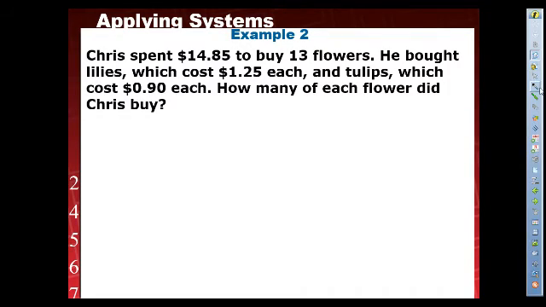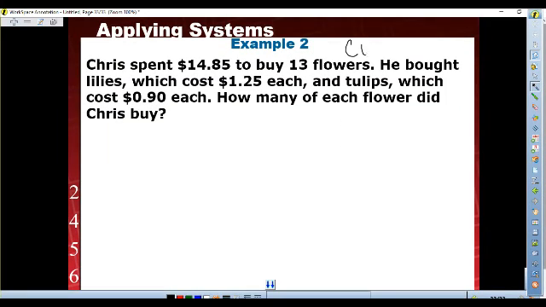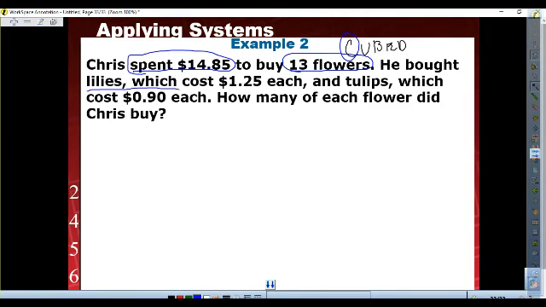All right. So let's see. I gave you a head start. I'm going to CUBES this. Circle important numbers. Spent 14.85, 13 flowers. Lilies cost 1.25 each. Tulips cost 90 cents each. Underline the question: how many of each flower did Chris buy? Box key information. Key information here is that we're talking about flowers, lilies and tulips. Exclude any other information that you don't need.